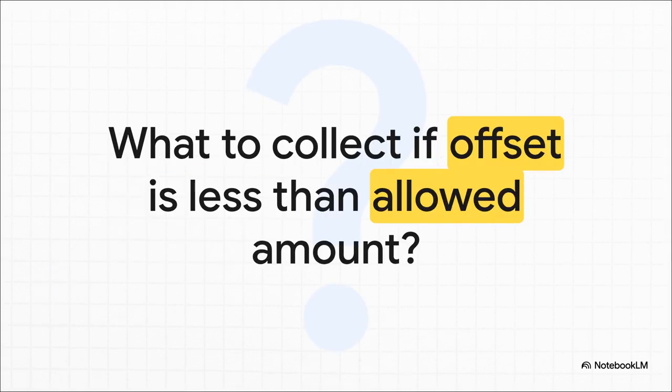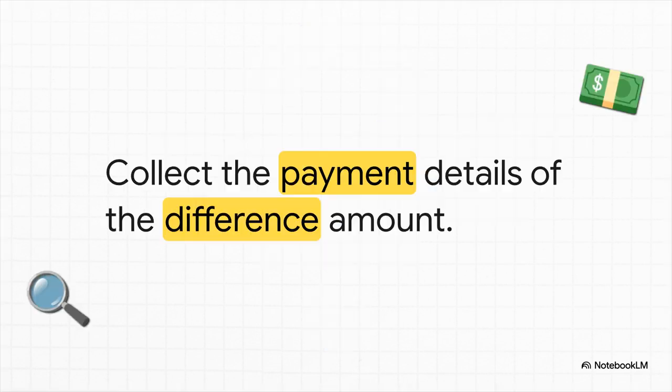Moving on to question 2. In the offset decision tree, what must you collect if the offset amount is less than the allowed amount? Think back to that fork in the road. Right, so because it's a partial offset, you absolutely must first collect the payment details of the difference amount. Every single dollar needs to be accounted for before you look into the overpaid claim itself.